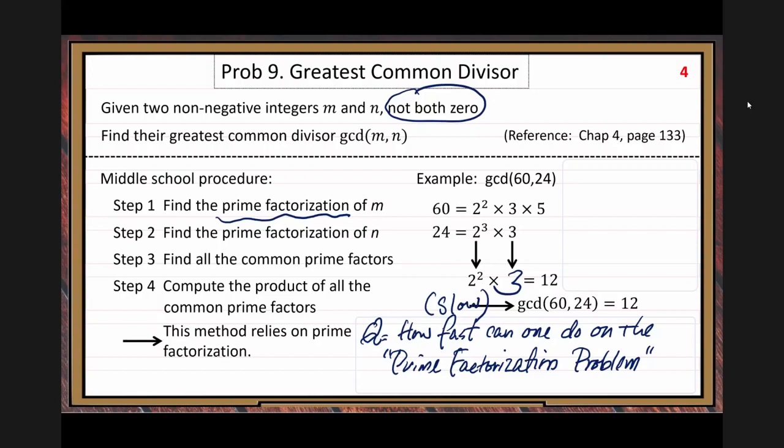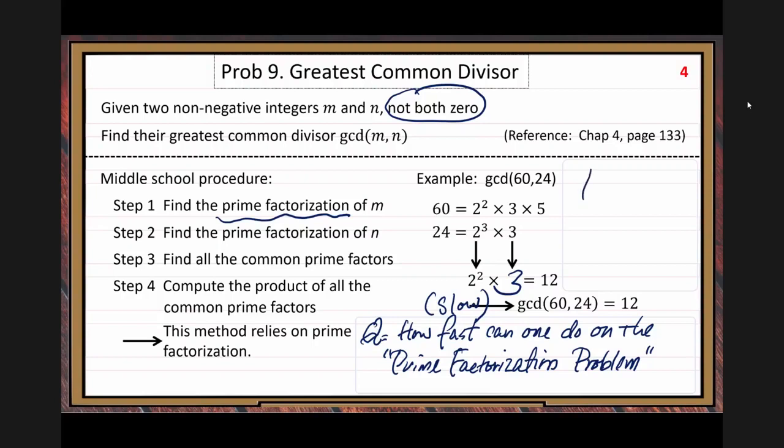Encryption. Think about encryption. In the internet era, you want to make your information encrypted in a very strong way, very hard to decrypt. If it's hard to do prime factorization, and you make an encryption algorithm based on prime factorization, then hackers need to spend a lot of time doing the prime factorization in order to decrypt it.